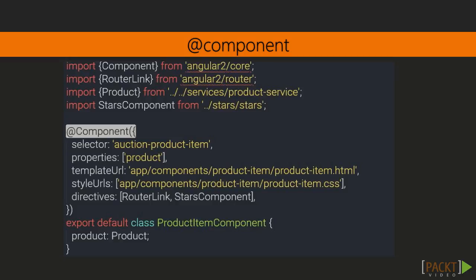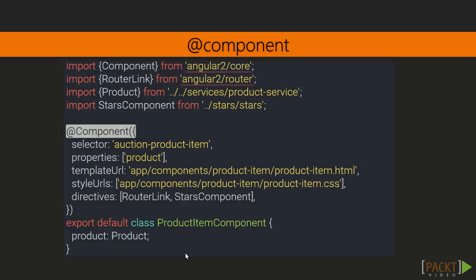Providers: this is where we pass in any services that we want a component to access. Directives: we use the directives option when we want to access another component or directive. Styles: the styles option is used to style a specific component. One of the advantages of using components is their ability to encapsulate their styles.